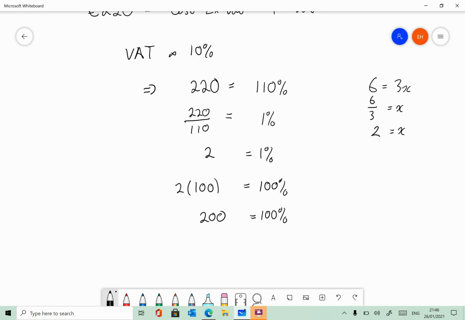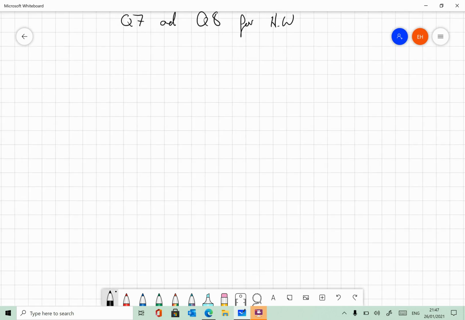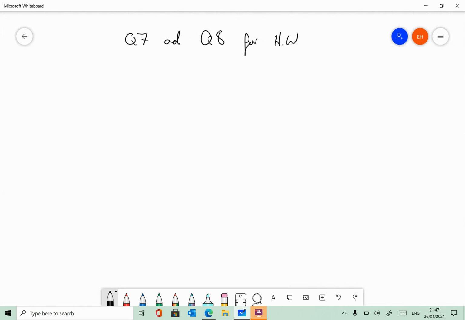Now, I would like to do another example for you guys, but I don't want to do all the questions on this because they're really important questions. So I'm going to get you to do question 7 and question 8 for homework. And I'm going to go through question 6 once more. And I might try and explain things maybe a little bit clearer this time, or you might get something the second time looking at the video.